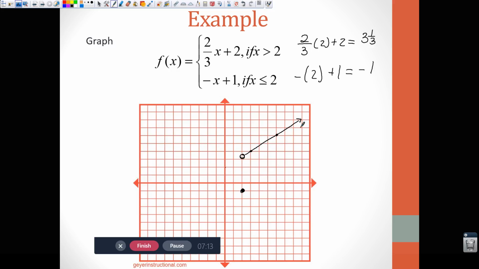Okay, now let's work on the next one. So this one has to be less than or equal to 2. So it's going to have to go this direction. And my slope is negative, so it's going to have to lean this way.